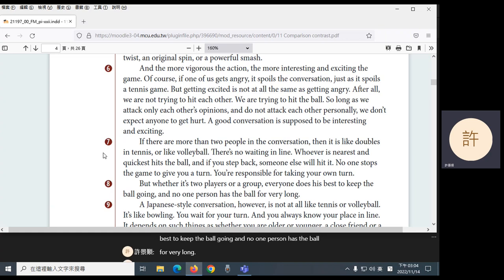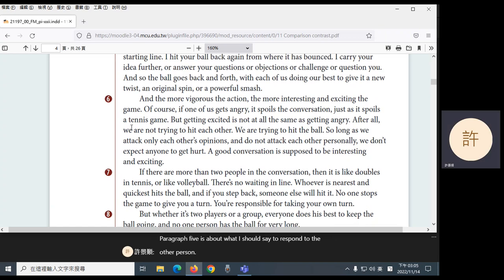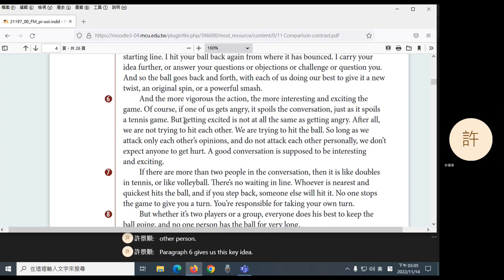So these paragraphs are describing the Western style of conversation. It looks like this essay is going to use the first strategy, all about the first thing, and then all about the second thing. So what does it say? So if I say something, paragraph four is about what the other person should say in response. Paragraph five is about what I should say to respond to the other person. Paragraph six gives us this key idea. Getting excited is not at all the same as getting angry.